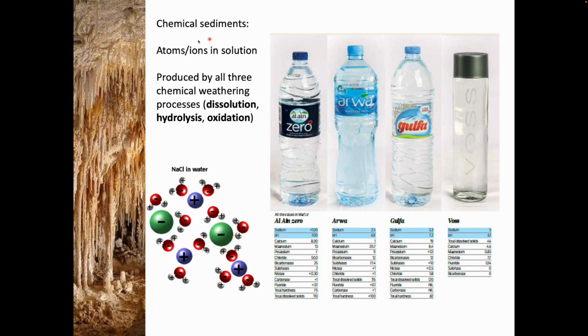A chemical sediment is any atom or ion in solution, generally in water, and it is produced by all 3 of the chemical weathering processes, which again are dissolution, hydrolysis, and oxidation. We can see on these different bottled waters, in their quote-unquote nutrition facts, total dissolved minerals on the back of the water bottle. We can see this brand has a fair amount of calcium, magnesium, potassium, bicarbonate, nitrate, chloride, total dissolved solids. It's got a whole bunch of stuff in it in otherwise pure water. These dissolved minerals are naturally occurring and are inherent particularly in groundwater-derived water sources.